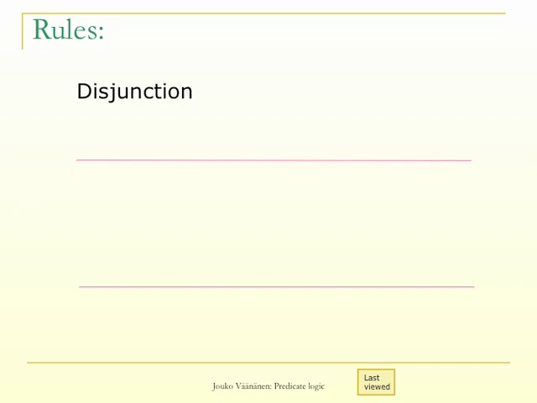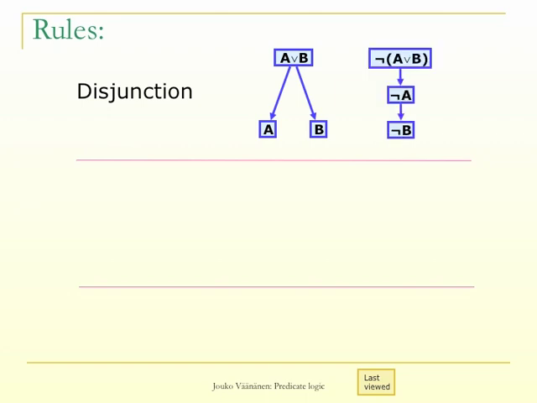Disjunction rule. We have seen this already. The tree splits to the two alternatives A or B. For the negation of A or B, we write both negation of A and negation of B underneath the formula, because for A or B to be false, both A has to be false and B has to be false.